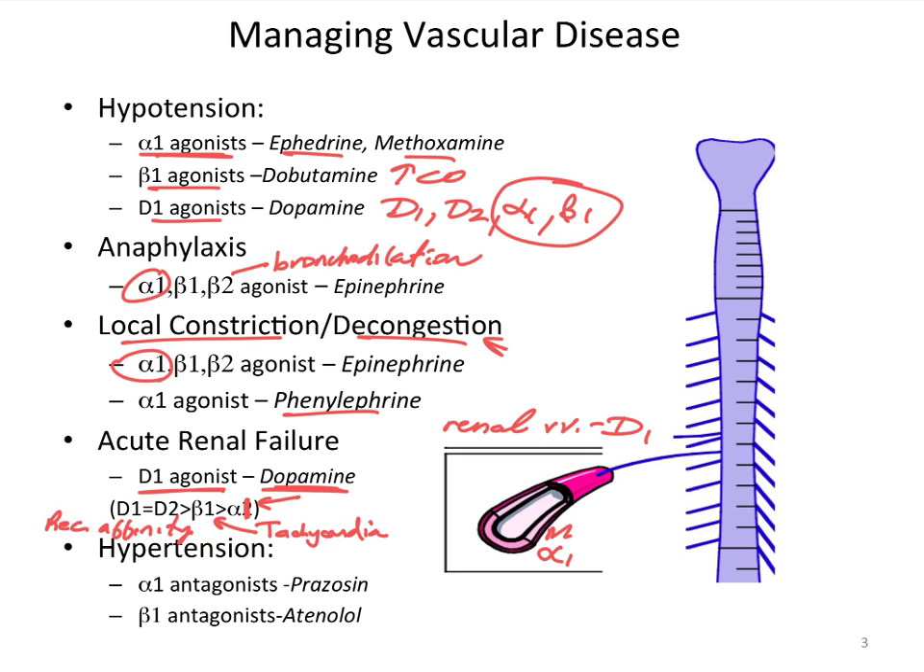And what about managing hypertension? We do see usually secondary hypertensions in animals. Well, we use alpha-1 antagonists like prazosin for hypertension, and we use beta-1 antagonists like atenolol or isoproterenol to manage hypertension. And the use of these drugs is extremely common in human medicine, where essential hypertension is much more common than in animals.